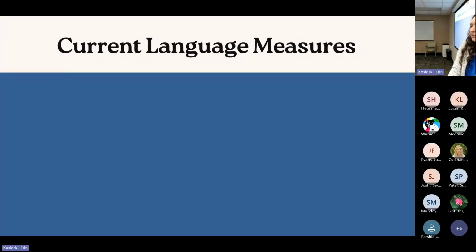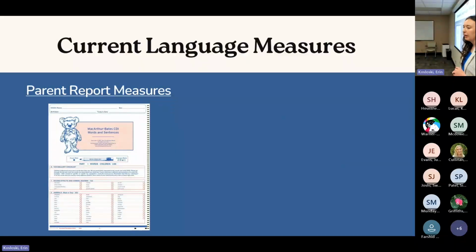So let's talk about some of the most commonly used language measures in research and intervention. One of the main types is parent report measures, and one of the most widely used we see is the MacArthur-Bates Communicative Development Inventory, or the MCDI. And this is essentially a vocabulary checklist that gives a bunch of words and asks parents whether their child says that word or not.